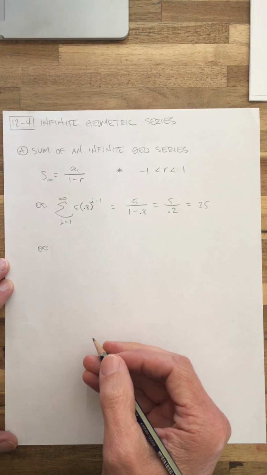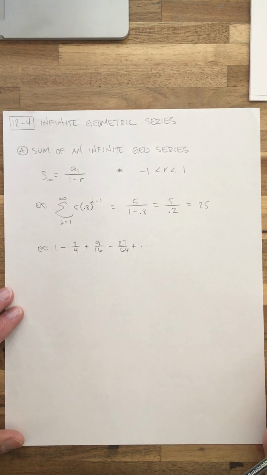How about I ask you to find something like this: 1 minus 3/4 plus 9/16, minus 27 over 64 plus ... What if I want you to add up this series? All right, well, first off, is it a geometric series?